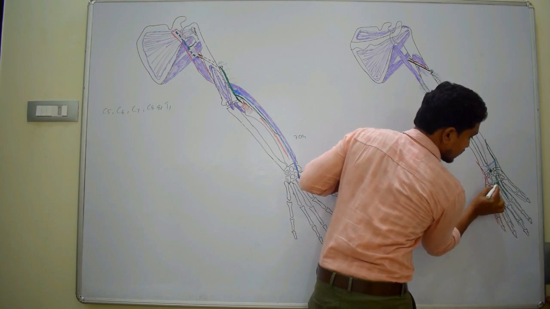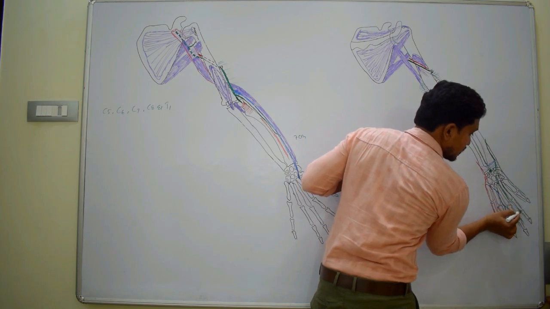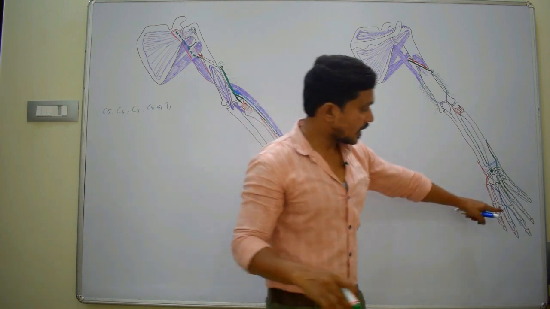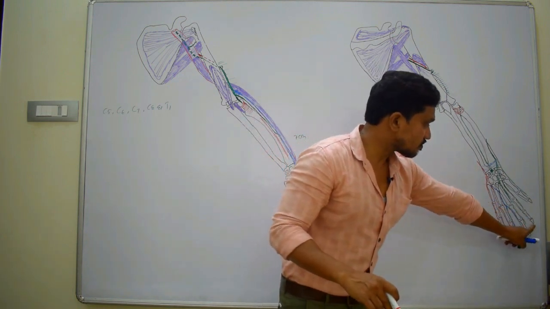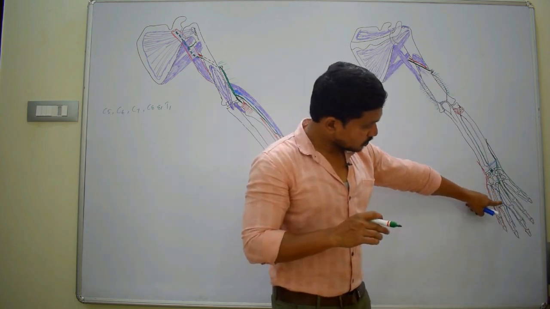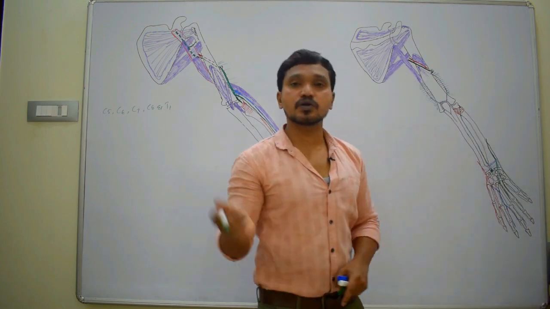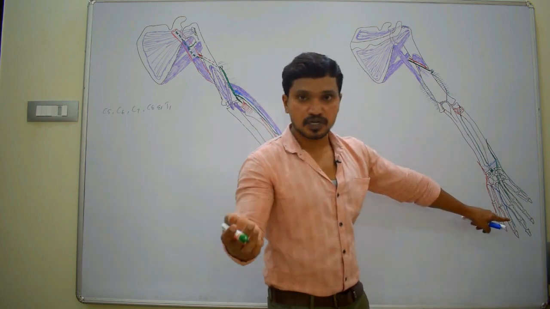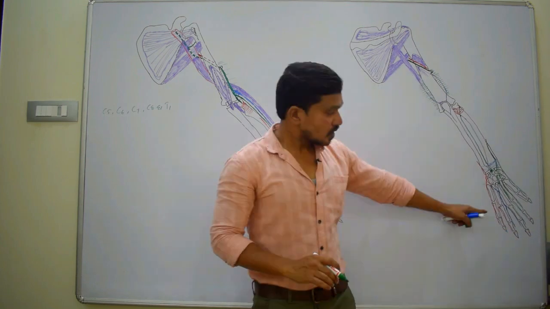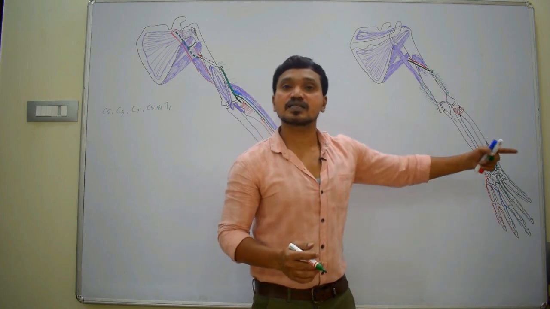This common digital branch runs downwards and reaches the web between the index finger and middle finger, where it divides into two proper digital branches, supplying the adjacent sides of the index finger and middle finger. One more common digital branch runs up to the web between the middle finger and ring finger, where it divides into two proper digital branches. Those proper digital branches supply the adjacent sides of the middle finger and ring finger. So according to this concept, the radial nerve supplies the lateral 3.5 digits.